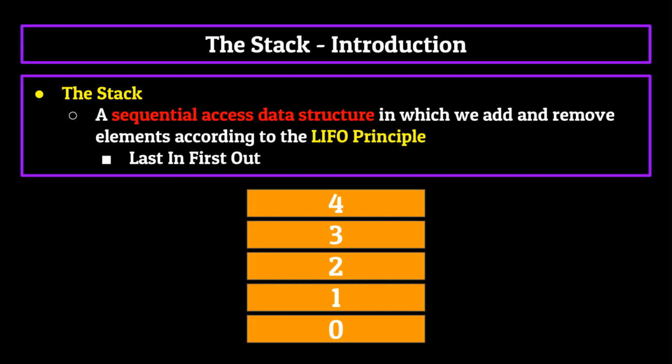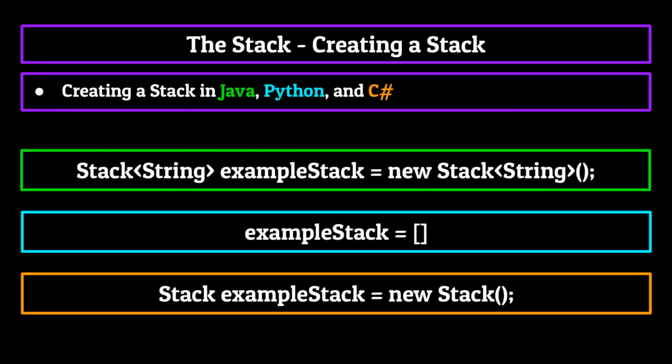Now let's talk about how we actually create a stack. Shown on your screen now are three different ways to do so in Java, Python, and C#. Now just like the array list, the stack is an external class not included in the base version of these languages, meaning you're going to have to import it before using it.